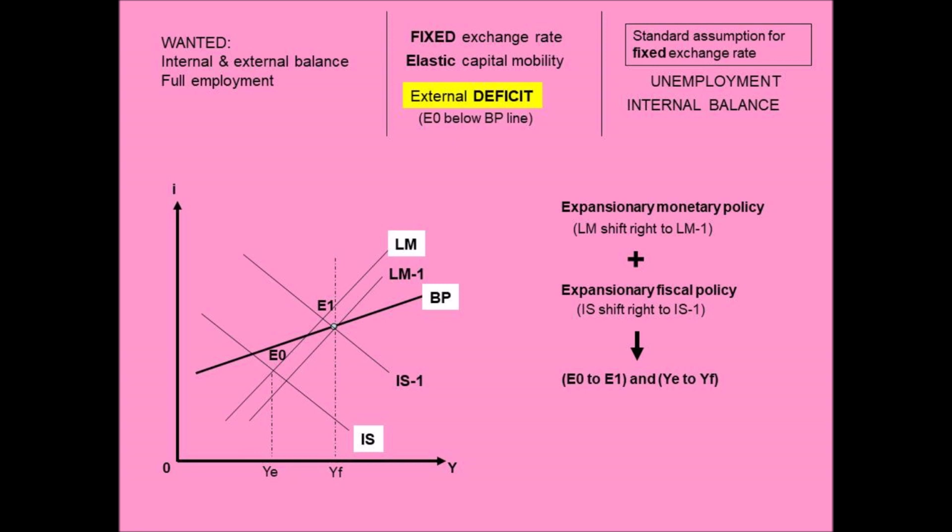Therefore, to come to here, you must shift the LM to the right. So in this case, it's expansionary monetary policy. LM shifts right to LM1 and or plus expansionary fiscal policy, IS shifts to the right. Therefore, E0 now successfully goes to E1, YE now goes to YF. So at E1, YF, IS, LM, and BP cross together, and you will have internal balance, external balance, and full employment.